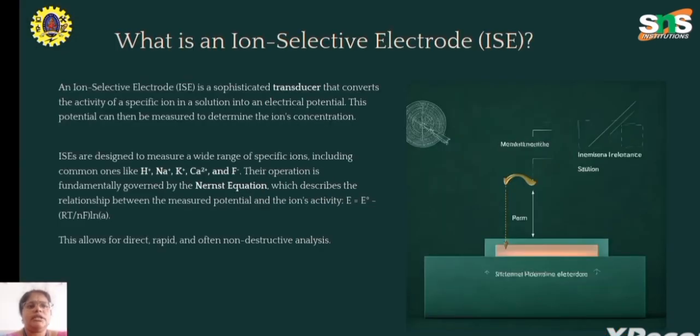So, what is an ion-selective electrode? An ion-selective electrode is a sophisticated transducer that converts the activity of a specific ion in a solution into an electric potential. This potential can be measured to determine the ion's concentration. So, ion-selective electrodes are designed to measure a wide range of specific ions, including the common ones like H+, Na+, K+, Ca2+, and F-. The operation is fundamentally governed by the Nernst equation, which describes the relation between the measured potential and the ion's activity.